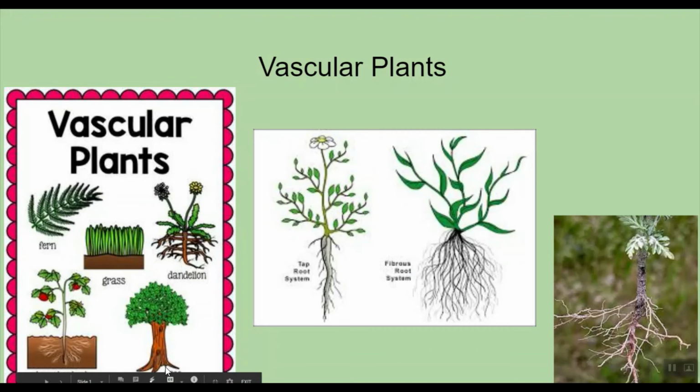Think about it this way. If the tree didn't have roots and tubes taking it all the way up to the top, how would those leaves live? Leaves need the water in order to live. So they have to have a vascular system, those vascular tubes, that carries the water all the way from the roots up through the stem and finally to the leaves.